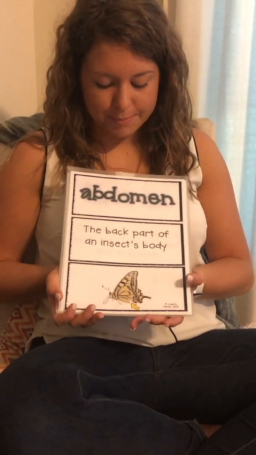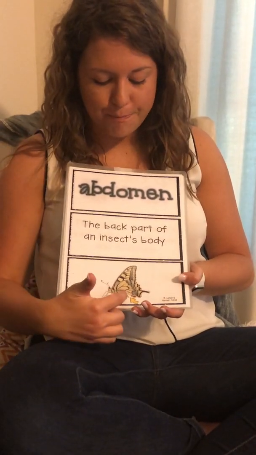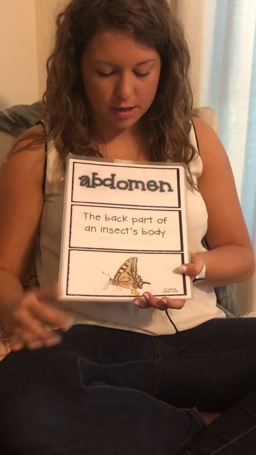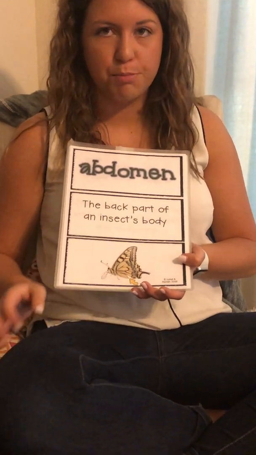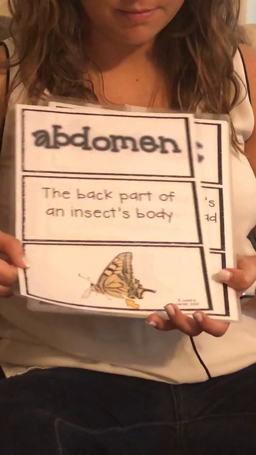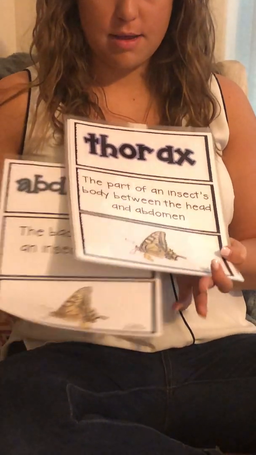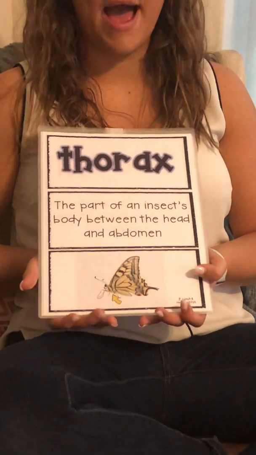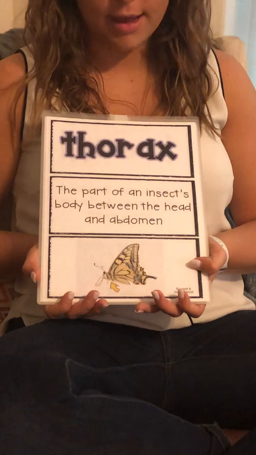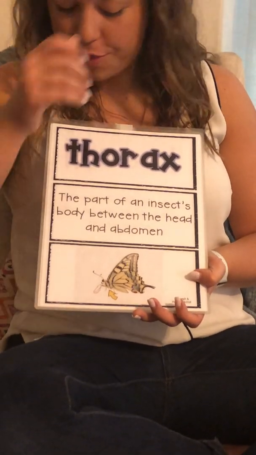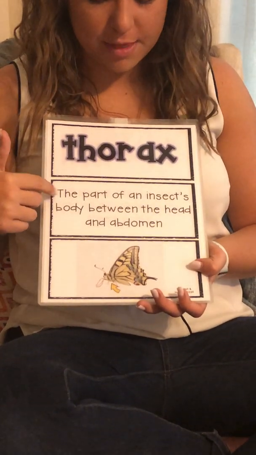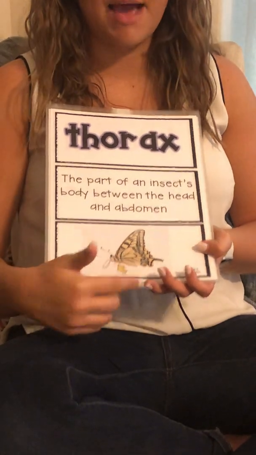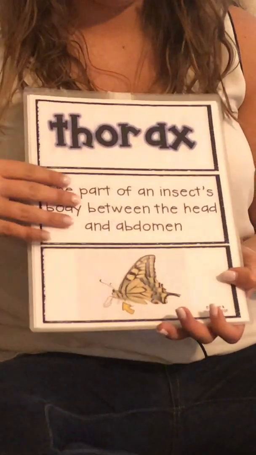This is the word abdomen. Abdomen is the back part of an insect's body, the abdomen, so kind of like its bottom. This is the word thorax. Go ahead and say thorax. And the thorax is the part of the insect's body that's in between the head and the abdomen, so kind of like its belly.